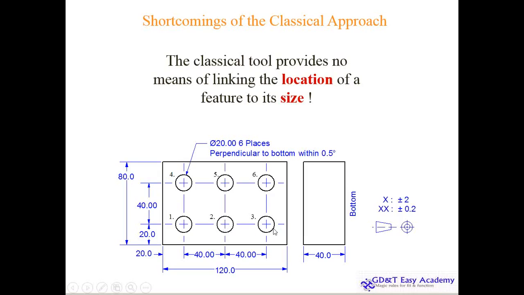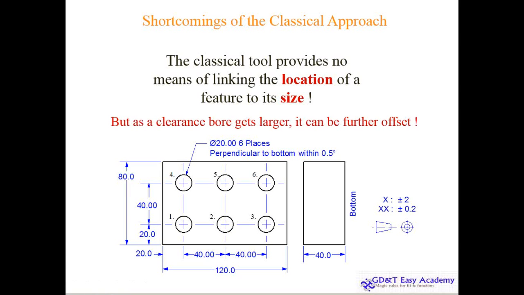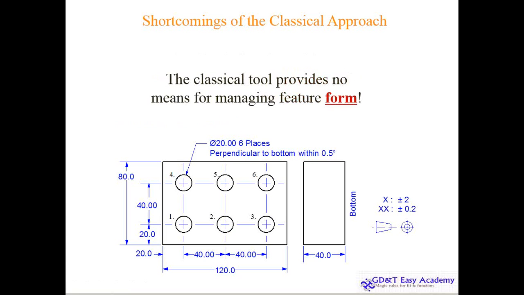That is the features. There are no interdependencies, and that is the problem which we need to fix and address. That is critical. But if you talk about a critical complex part, this particular scenario will be pretty challenging. You cannot even imagine a complex part with general tolerancing. A clearance bore gets larger and it can be further offset. So there is no medium to restrict this and fix it.